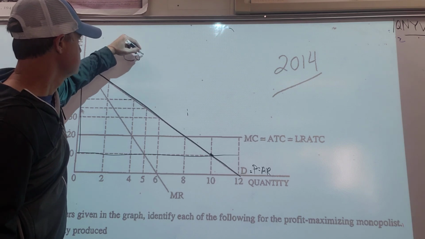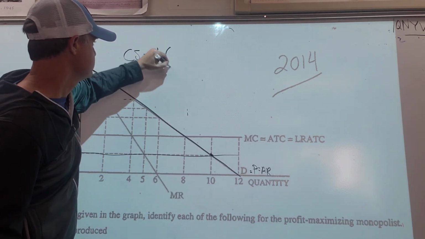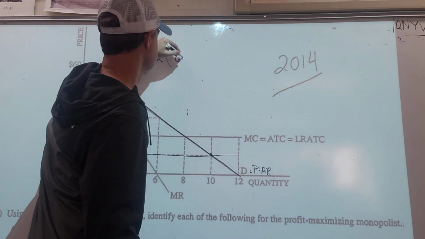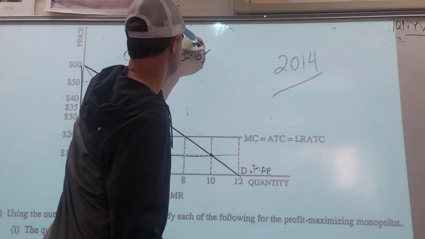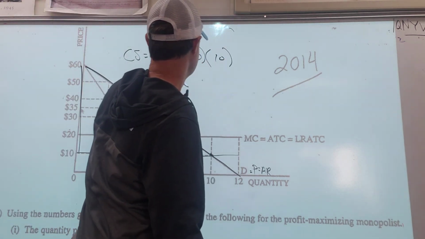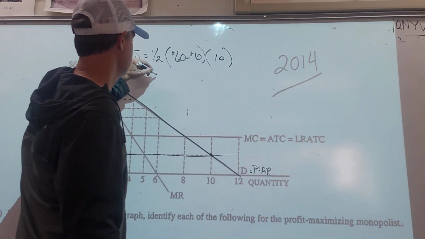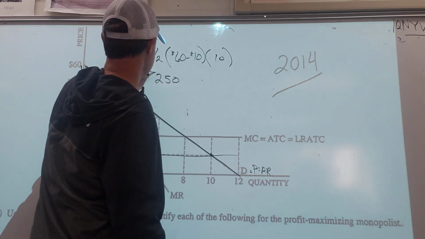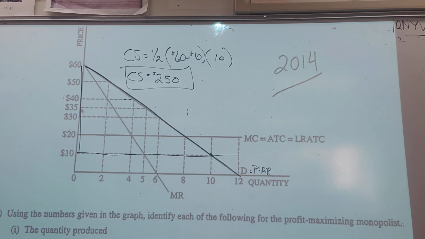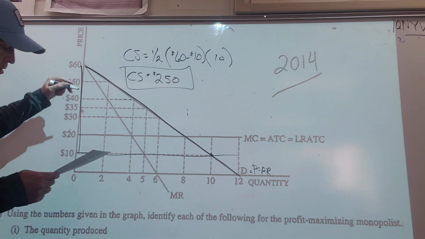So when we measure consumer surplus, it's the area of a triangle, 1/2. The vertical is $60 minus $10, and the horizontal is 10 quantity. And so my math is right, it looks like, and it's a dollar value. Our total consumer surplus then is 1/2 times 60 minus 10, which is times 10, which is $250. Okay, so that is CII.